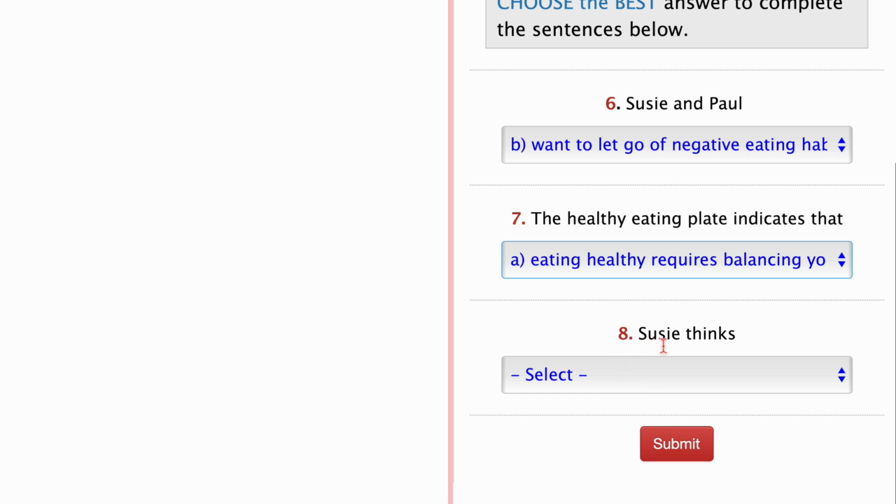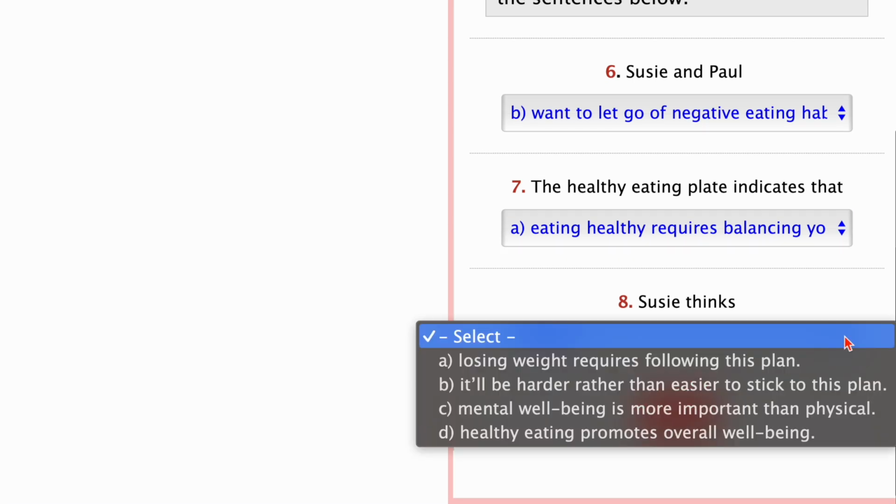Number 8, Susie thinks losing weight requires following this plan. It'll be harder rather than easier to stick to this plan. Mental well being is more important than physical. Healthy eating promotes overall well being.